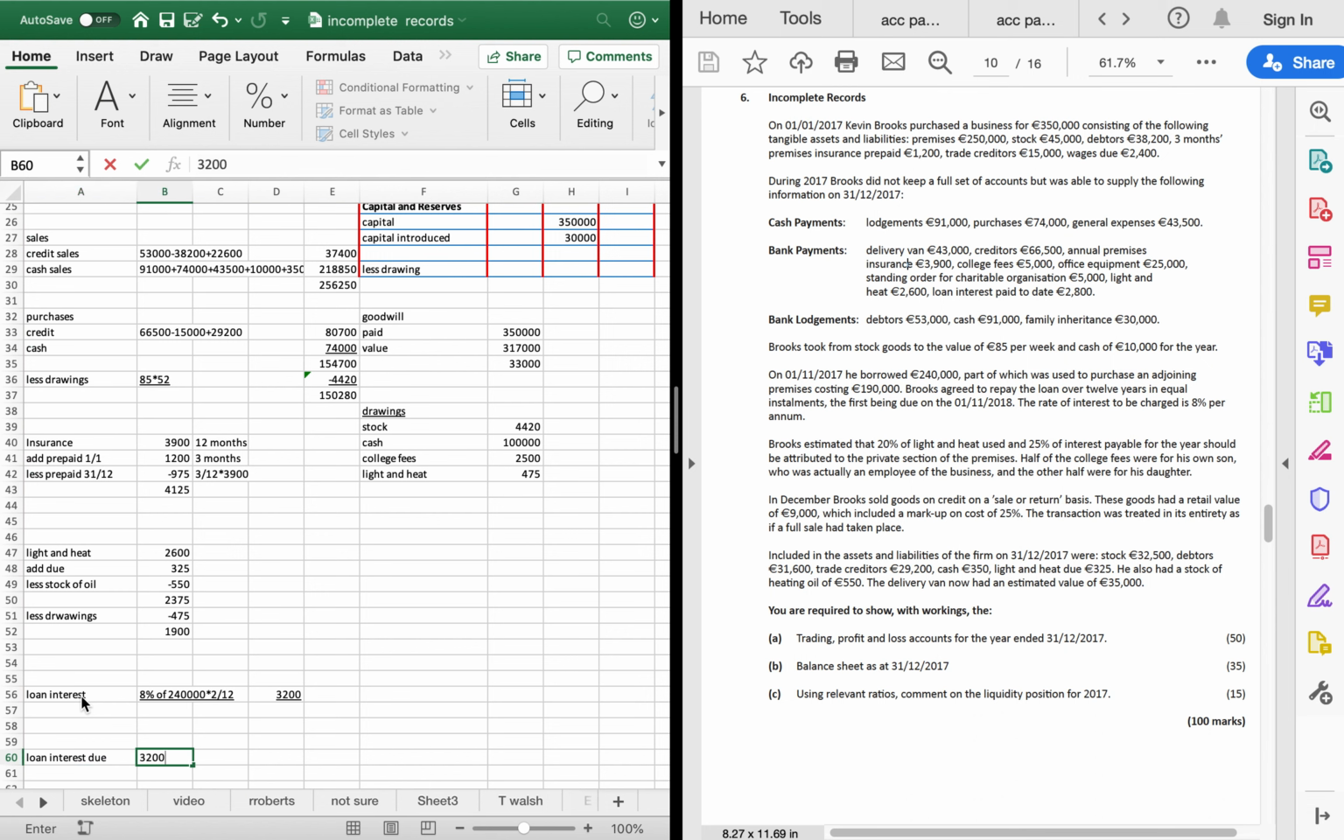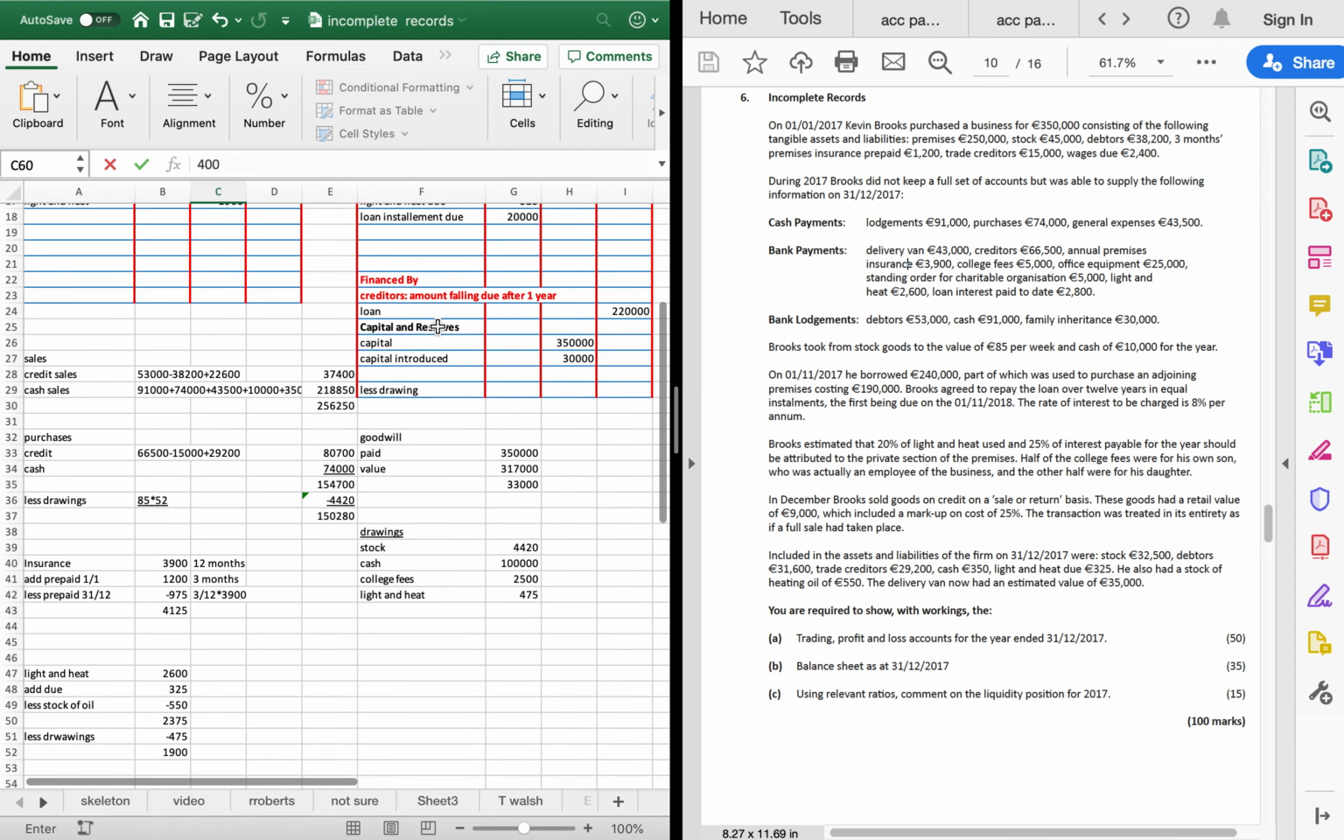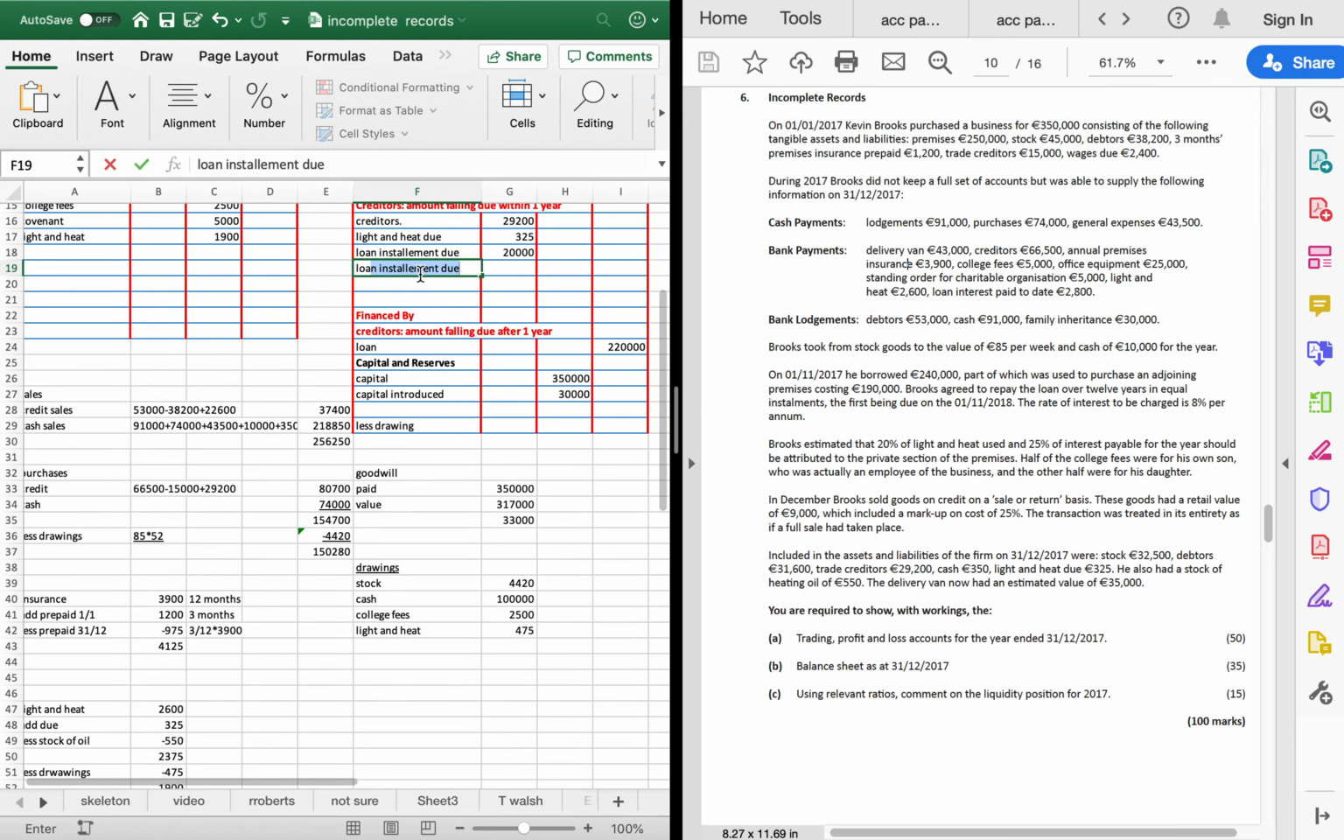Now, I'll come back to the drawings in a second, but the loan interest due is 3,200, because we always have loan interest due after we have loan interest. You take away whatever we paid, so it's 2,800, and that gives you 400 for the loan interest due. And before I even work out the drawings, I'm going to put that 400 in here, because that's another thing I would often forget about.